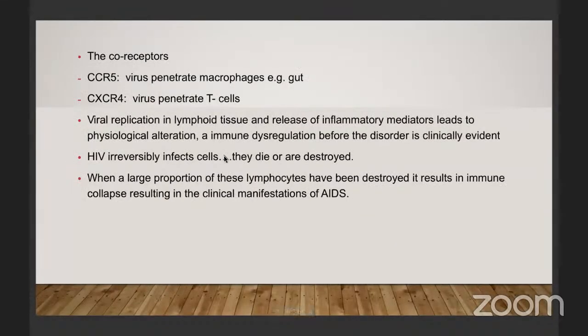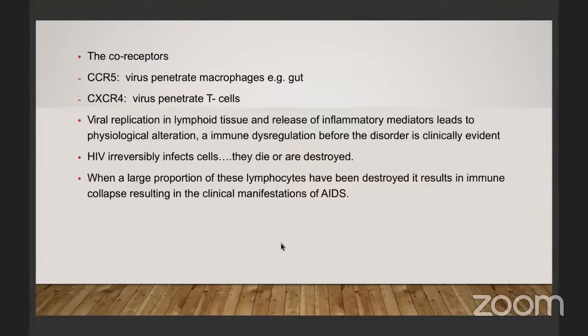So the co-receptors being the CCR5 and the CXCR4. So viral replication in lymphoid tissue and release of inflammatory mediators leads to physiological alteration and immune dysregulation before the disorder is clinically evident. So HIV irreversibly infects cells, so they either die or are destroyed.